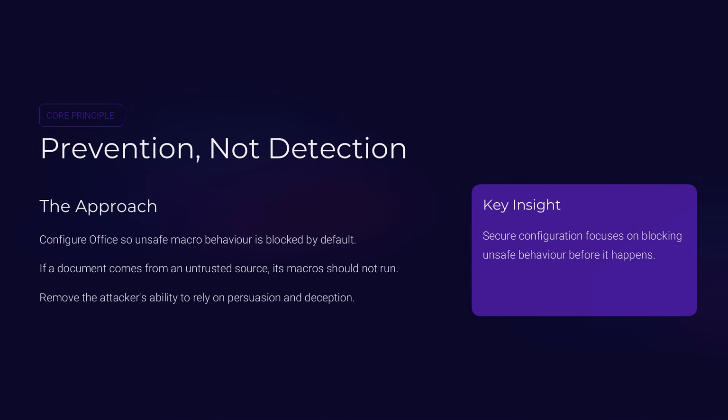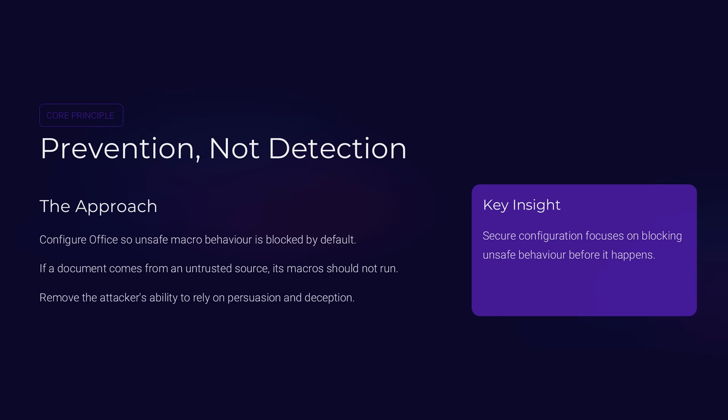This is why secure macro configuration focuses on prevention, not detection. Instead of trusting users to always make the right choice, you configure Office so that unsafe macro behavior is blocked by default. The principle is simple. If a document comes from an untrusted source, its macros should not run. This removes the attacker's ability to rely on persuasion and deception.